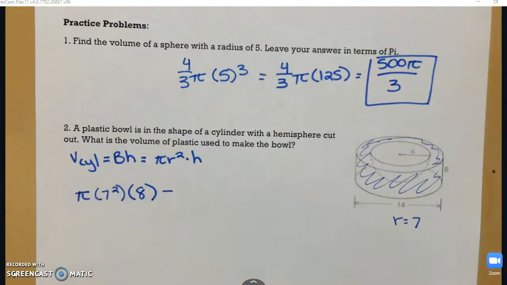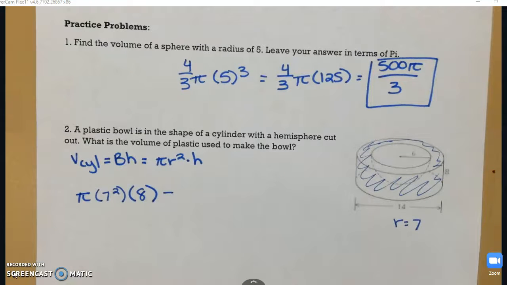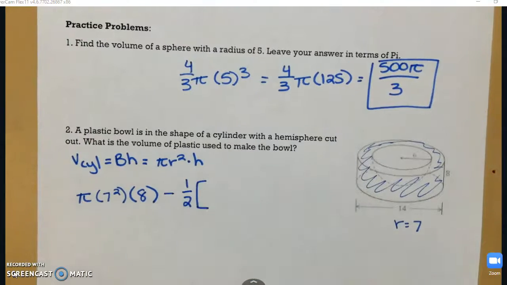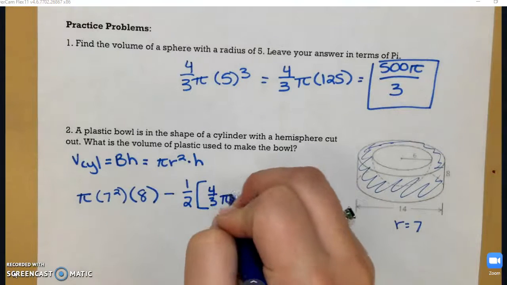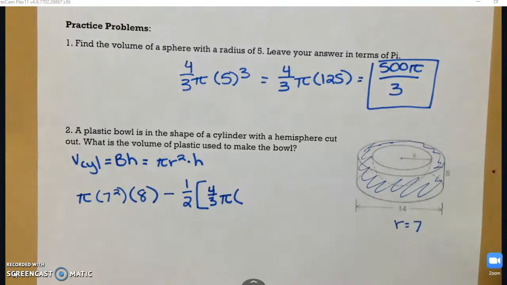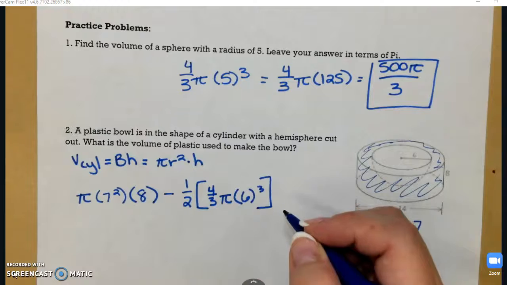And I'm going to subtract the volume of my hemisphere. Remember, the hemisphere is half of a sphere, so I'm going to take 1/2 times the volume of the sphere, and that's 4/3 pi r cubed. And the radius of my hemisphere is different from the radius of my cylinder here. It's going to be 6.